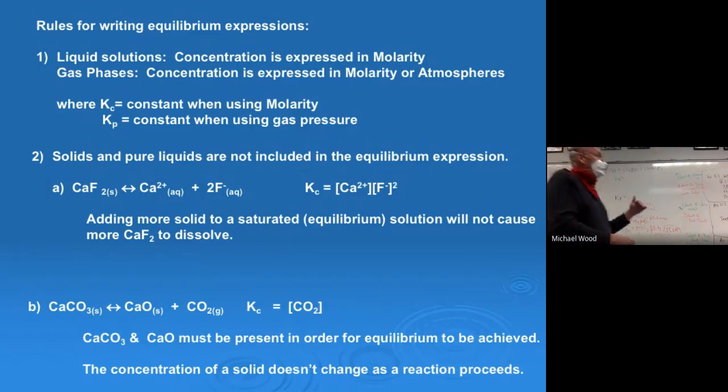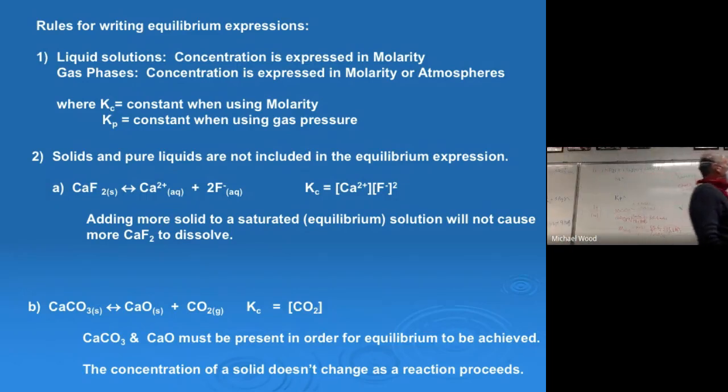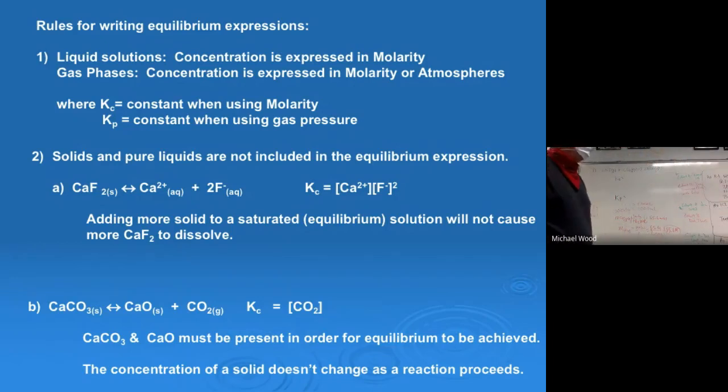If you look at B, we have CaCO3 solid. So again, I'm not going to include that. Double arrow with CaO solid, so that's going to be 1. Makes CO2, so then the Kc is just equal to the CO2. So the CaCO3 and the CaO must be present in order for equilibrium to be achieved. The concentration of a solid doesn't change as the reaction proceeds. Okay, so let's just simplify this.